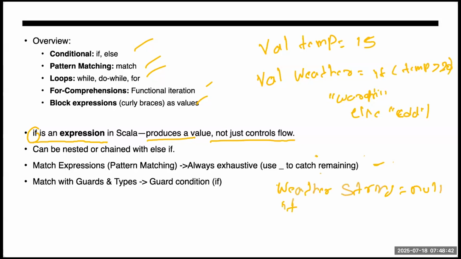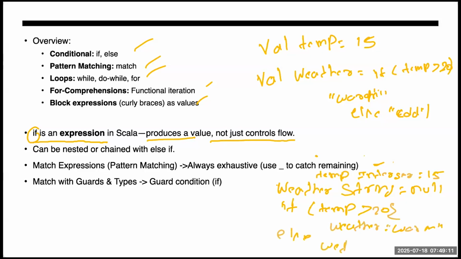or let's suppose you have temp here also. Temp, integer, equal to 15. Then you have to write if temp is greater than 20, then weather equal to warm, else weather equal to cold. You have to write something like this, where you define a variable and then you have to assign it, right?